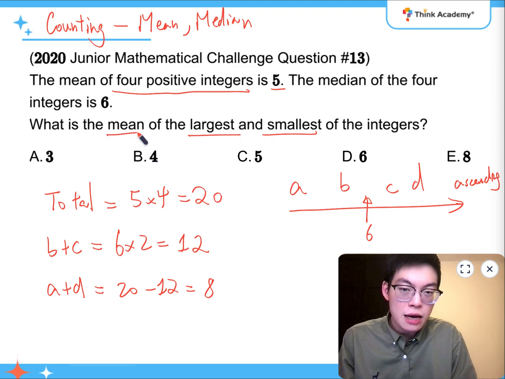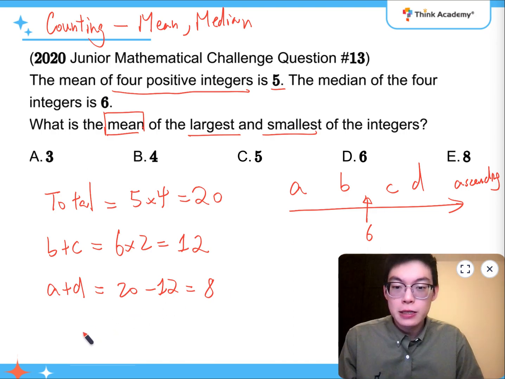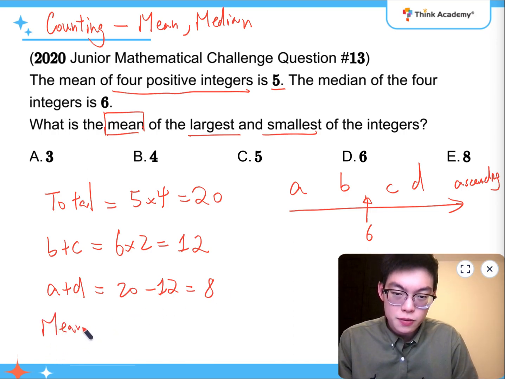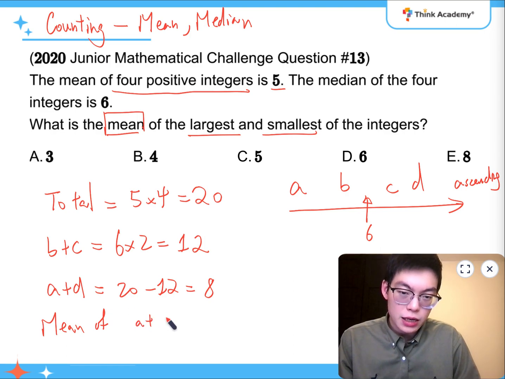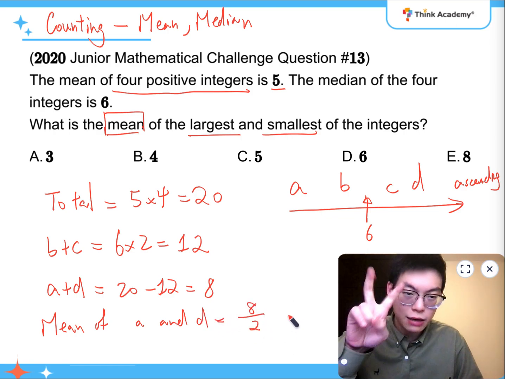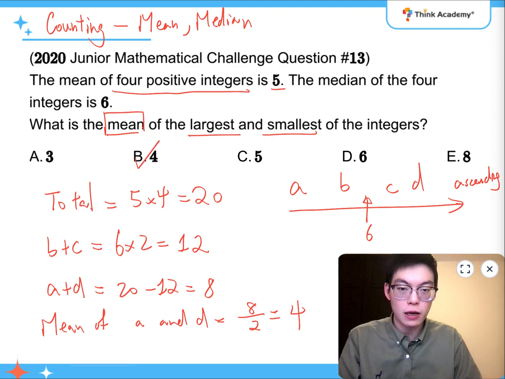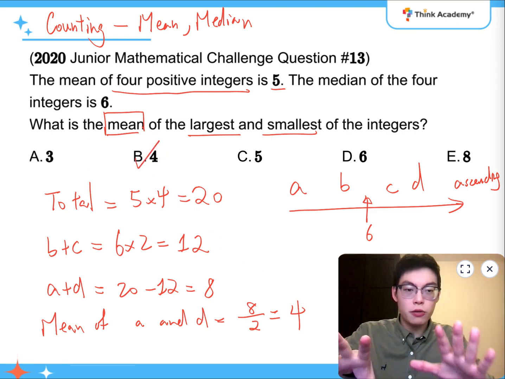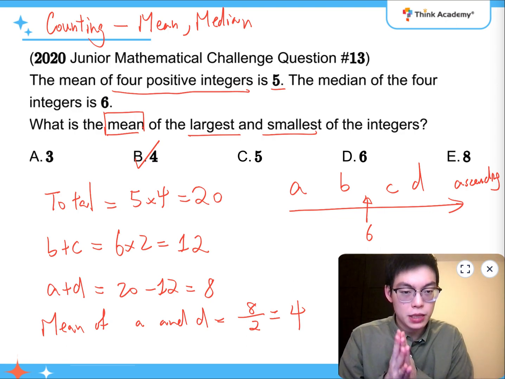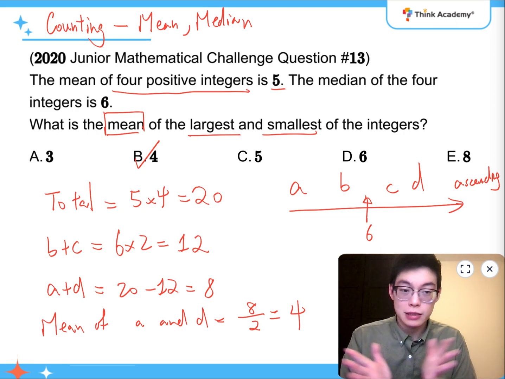So we're not looking for the sum, we're looking for the mean. The mean of A and D is 8 divided by 2, accounting for the 2 numbers, equals 4. Okay, so in the whole story I didn't know any single number, but then I still worked it out. Of course, you can also try to substitute some numbers in there. That would also work.